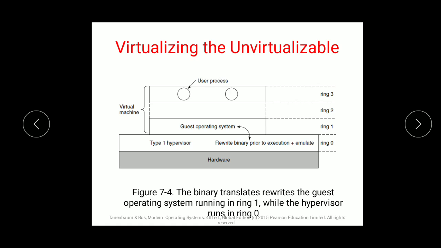Ring 3 is the least privileged and is not allowed to execute privileged instructions. Normal user processes execute in ring 3, that is, the normal user, not the admin user, is in ring 3. Then the most privileged ring is ring 0, and it permits the execution of any instruction.